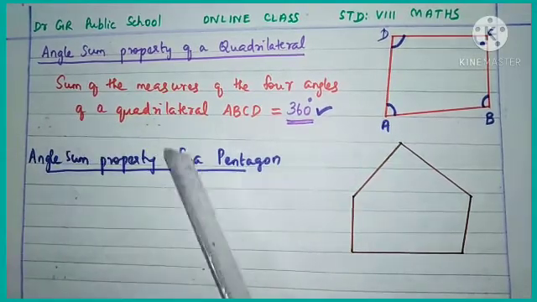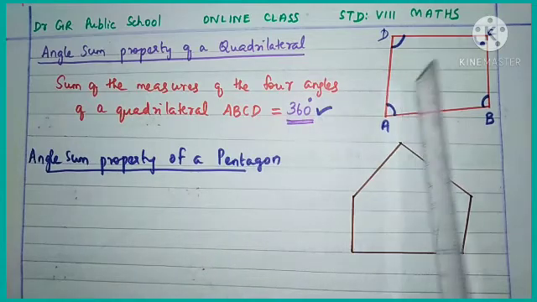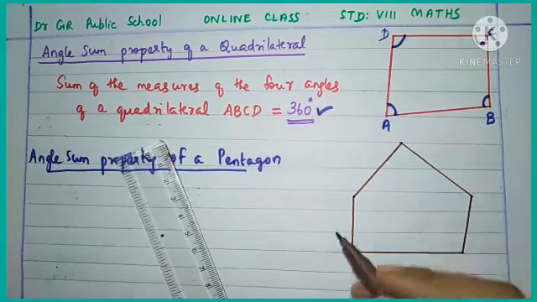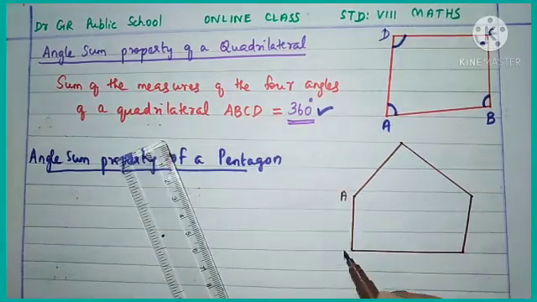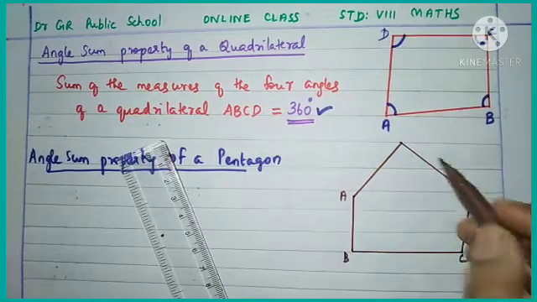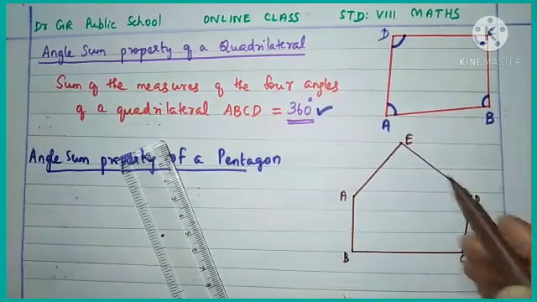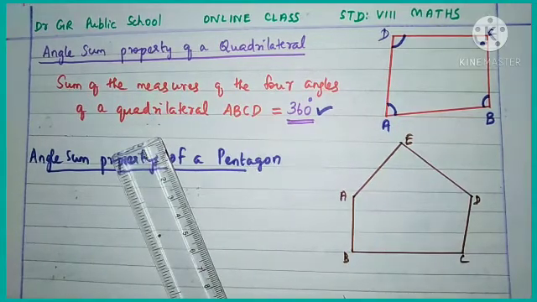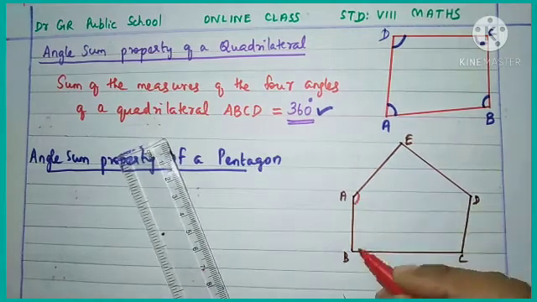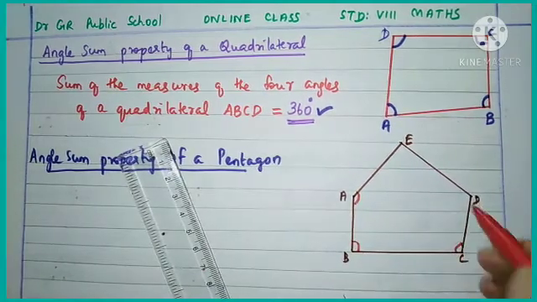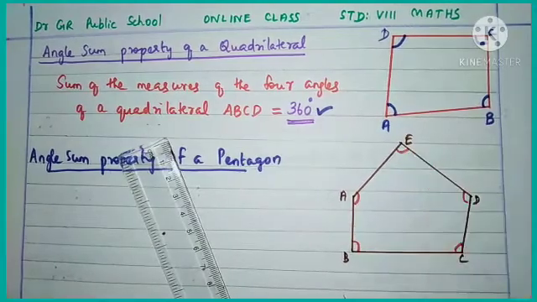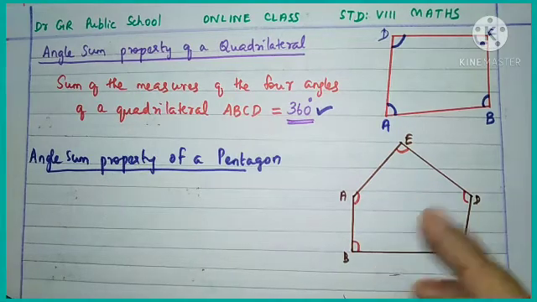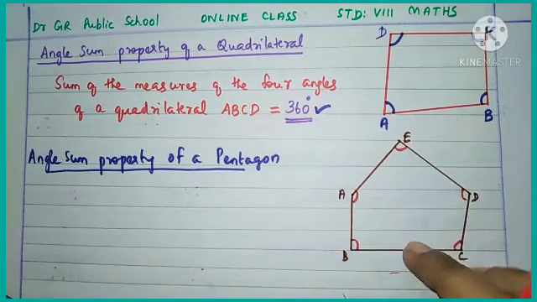We are going to find out as we did previously in the quadrilateral. First I am naming this pentagon A, B, C, D, E. The pentagon has 5 vertices. Now it has 5 angles also. So what are those 5 angles? Angle A, angle B, angle C, angle D and angle E. Understand? 5 angles.